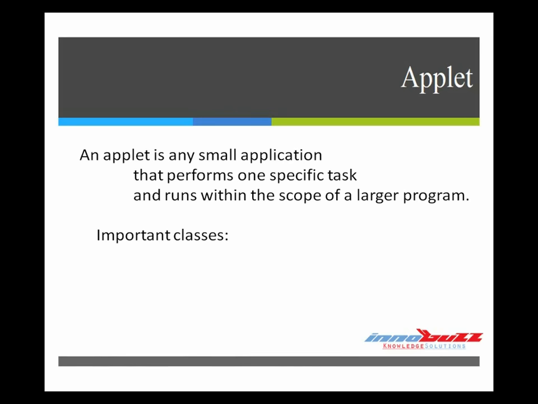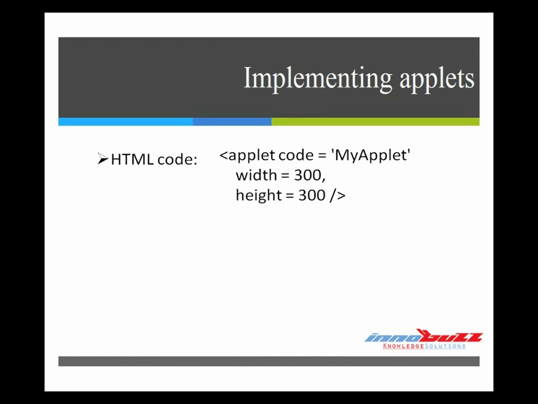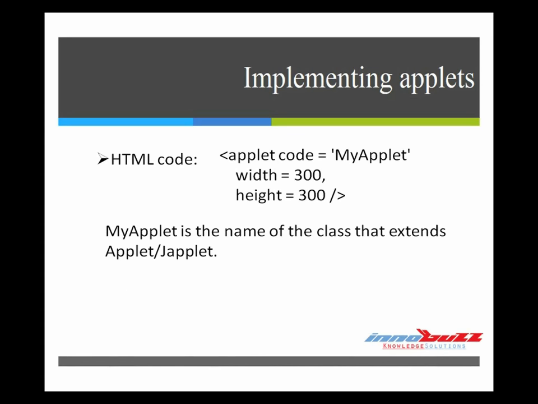The applet classes extend java.applet.Applet or javax.swing.JApplet, if we want to use the Swing components to construct our graphical user interface inside the applet. Implementing applets. The easiest way to make an applet in the HTML file is to put an applet tag inside the HTML tag. There is a code like applet code equals myapplet, and we specify the dimensions, for example. Here, myapplet is the name of our applet class, which extends Applet or JApplet.